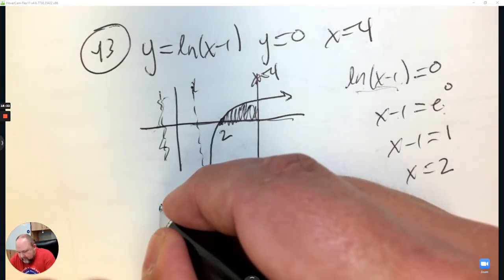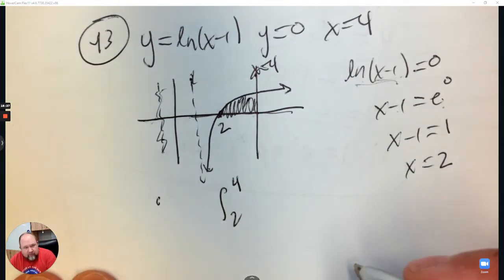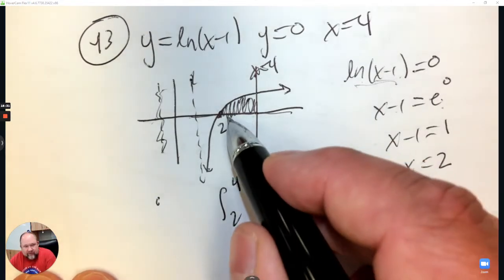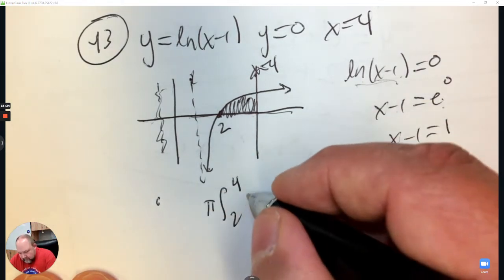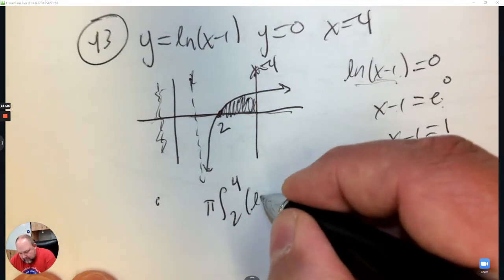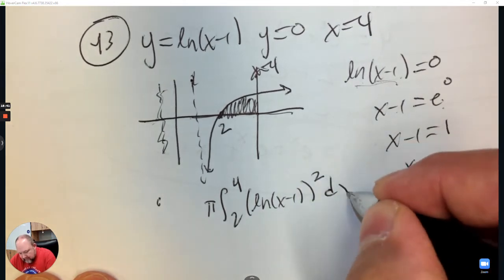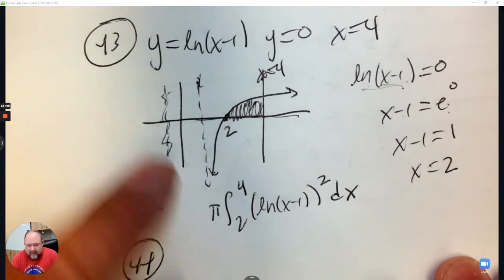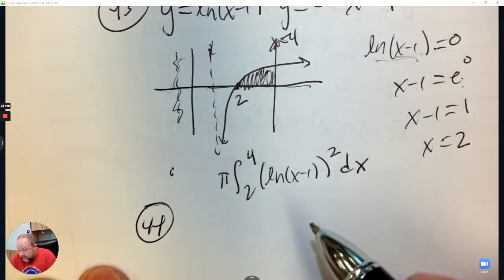So then in 43, we're integrating from 2 to 4. And it says revolved around the x-axis. So it's bounded to the x, one circle. And it's top subtract bottom. So that's ln x minus 1, subtract 0, and then there's the setup. So I'm just going to keep going, referring back to this graph. So there's the answer for 43.